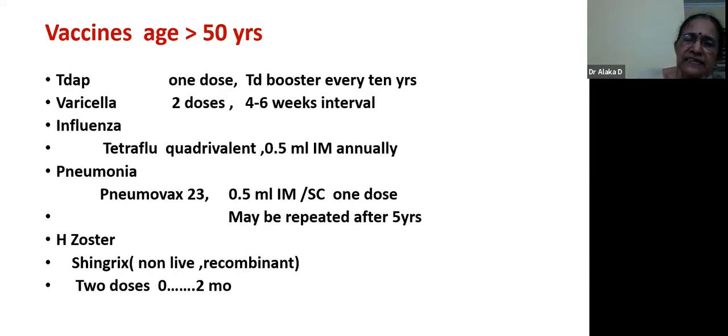Tdap, one dose, and then give TD booster every 10 years. Varicella zoster, two doses, 4 to 6 weeks interval. Influenza, give a quadrivalent vaccine. So Tetraflu is quadrivalent vaccine, 0.5 ml intramuscular to be given annually. Pneumonia, Pneumovax 23, 0.5 ml intramuscular or subcutaneous, one dose, may be repeated after 5 years depending on the comorbid condition. And herpes zoster, that is Shingrix, non-live recombinant technique, 2 doses, 0 and 2 months. So these are the vaccines we should give for people who are more than 50 years of age.